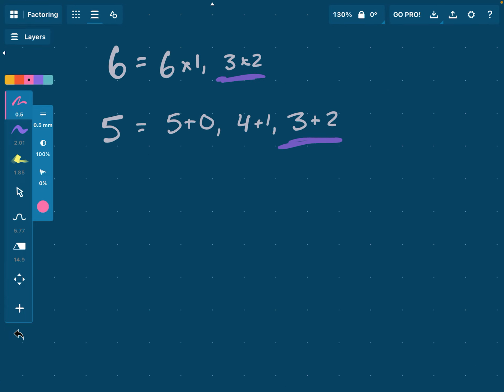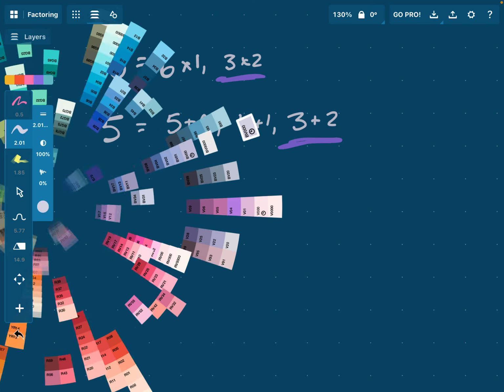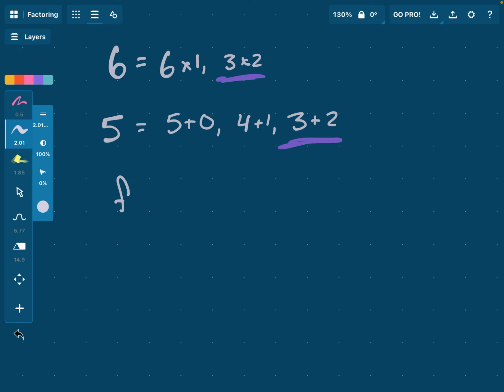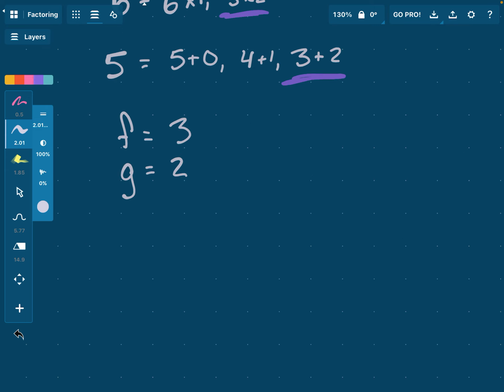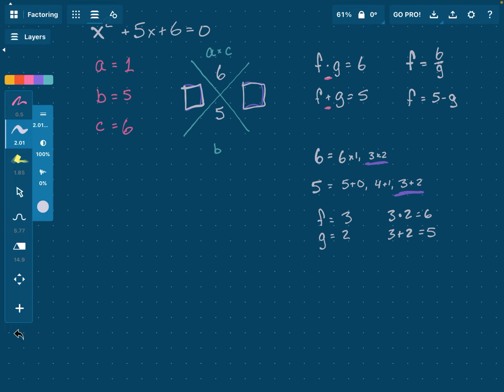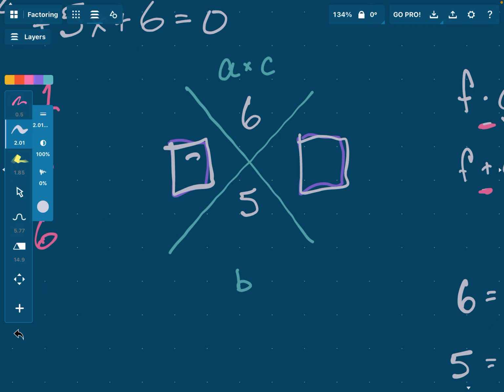So, oh, I lost my color. So f is equal to 3 and g is equal to 2. Now we're just going to go ahead and check. So f times g is 3 times 2, which is 6, and f plus g is 3 plus 2, which is 5. So those are the numbers that we need. So up here, we're going to put 3 and we're going to put 2.